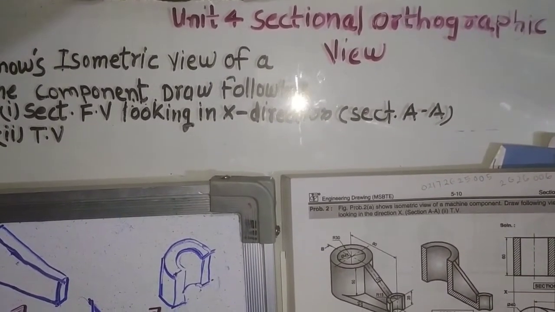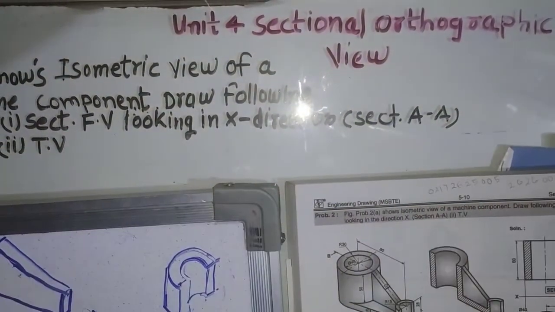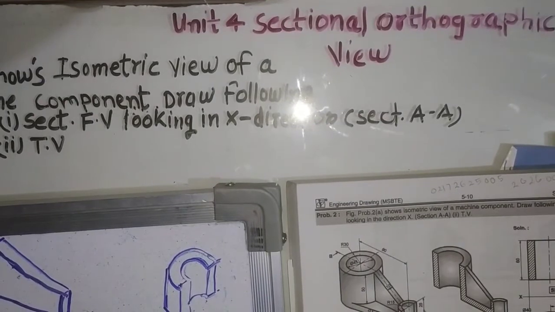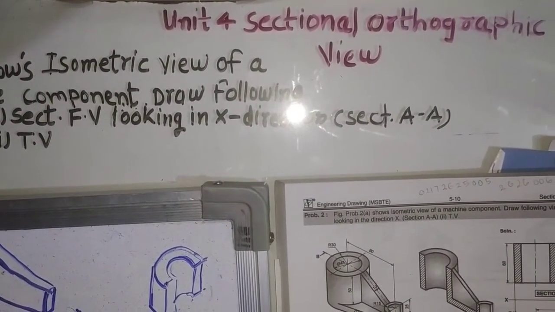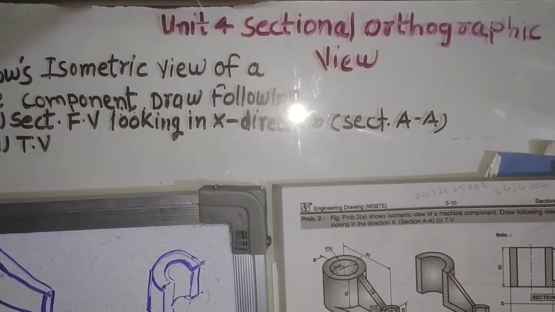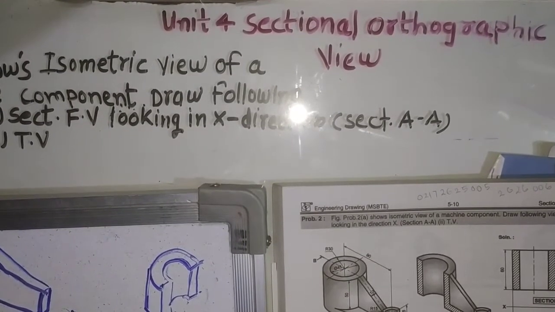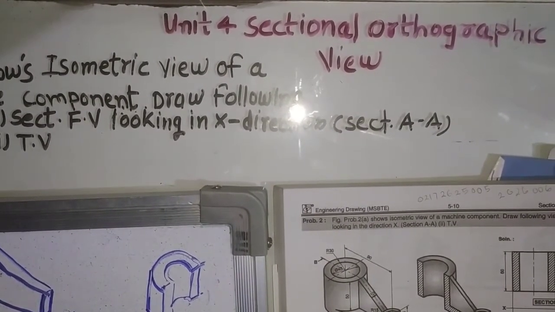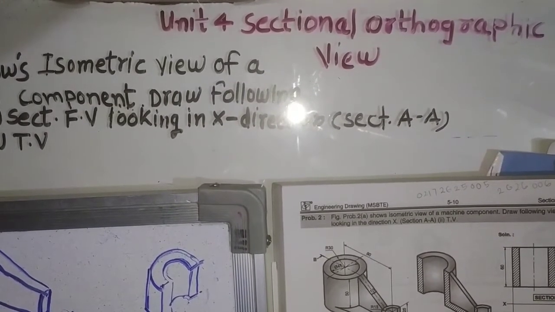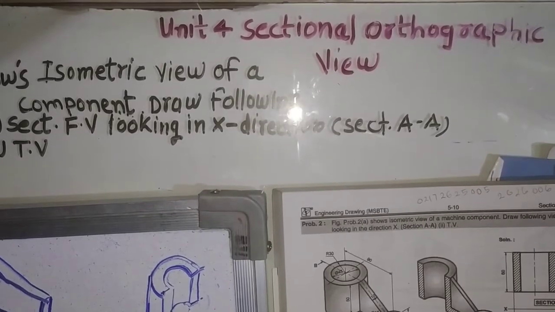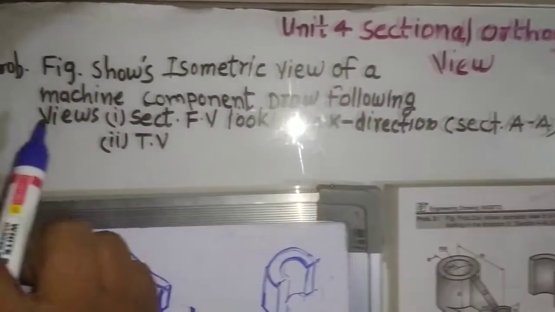We have already started with unit 4, that is sectional orthographic views. Up till now we have studied why to take sections, sectional planes, sectional views, and the types of section: full section, half section, offset section, aligned section, removed section, revolved section, and how to draw the section line at 45 degrees. Today we will deal with problems, how to solve them and how to imagine them. Now I will read the problem.